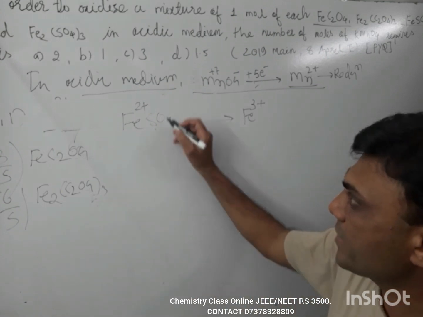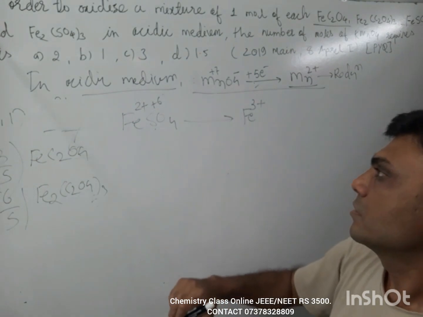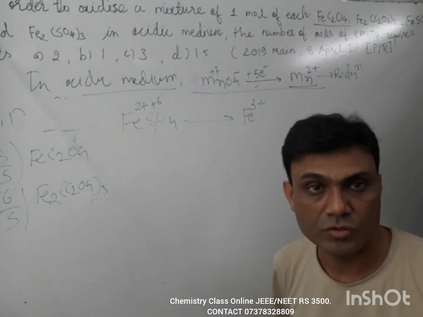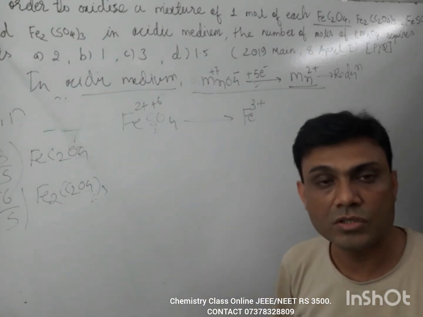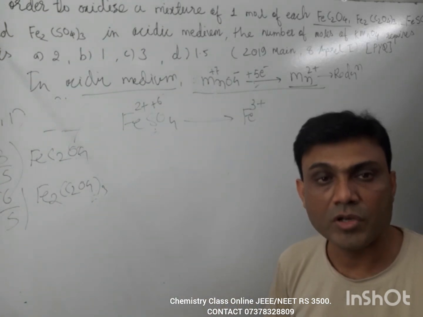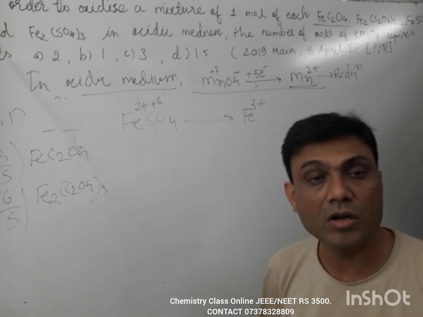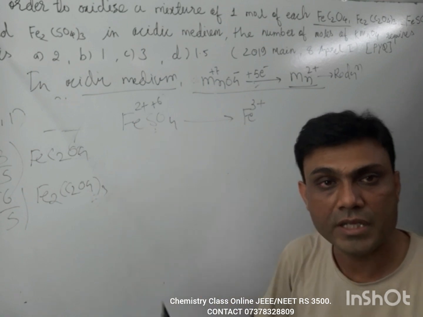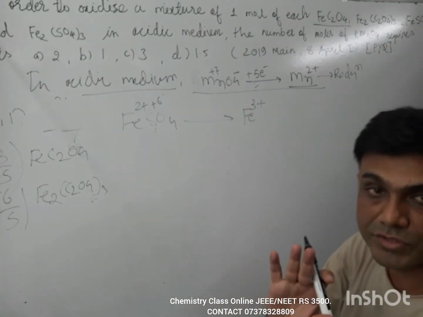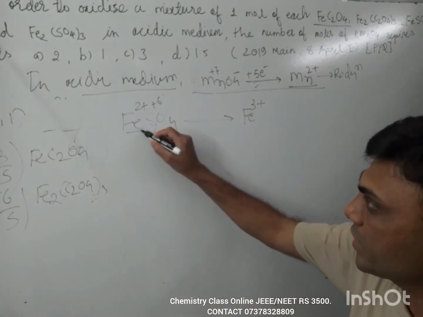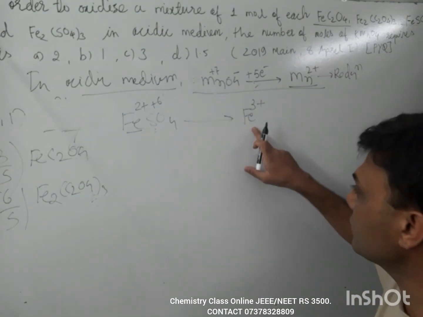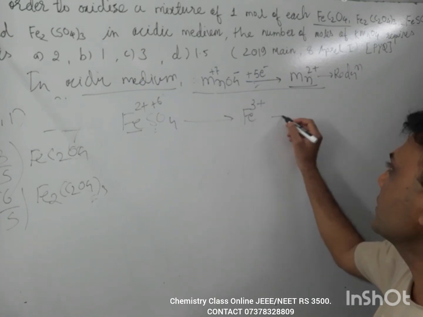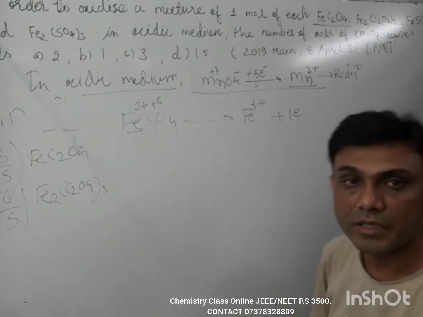Here the oxidation state of S is +6. In sulfur there are only 6 electrons in the valence shell, so we cannot oxidize S beyond +6, because we can only remove 6 electrons and not more than that. So sulfur cannot be oxidized. There is only oxidation of Fe²⁺ to Fe³⁺. That means here it is +2, here it is +3, so there is a removal of 1 electron.